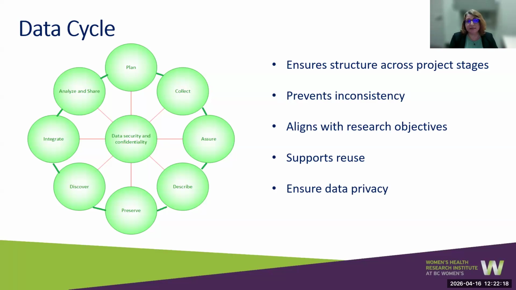So basically, the data cycle includes planning, collection, assurance, preservation, discovery, analysis. So basically, everything we do with data through the cycle of our project, or research project, or thesis, or whatever, is all in here. And the data cycle, the way it's structured, ensures structure across a project or different projects because we treat the data life cycle in the same way. It prevents inconsistency, aligns our data with the research objective, supports use of the data, and ensures data privacy.